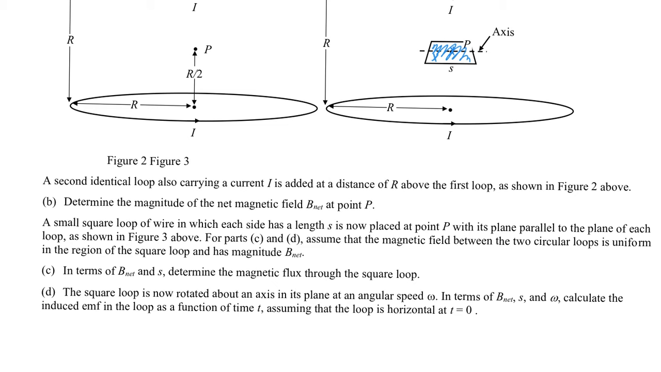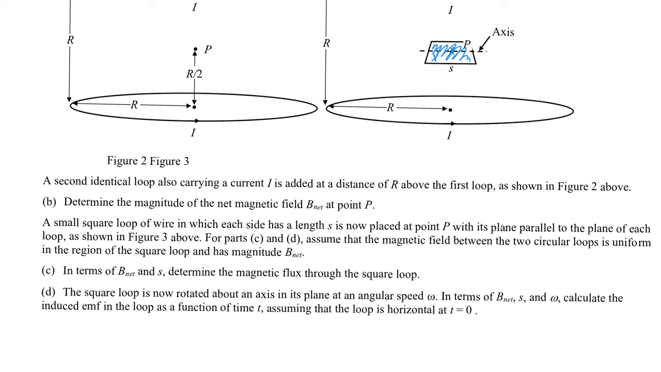Determine the magnitude of the net magnetic field B net at point P. It says, in terms of B net and S, determine the magnetic flux of the square loop. So question C does not require that you use what you have from question B, even though we did painstakingly derive an expression for half of the magnetic field that exists at that point. Putting two loops there is just going to double the size of the field. So that would be your answer to question B. Multiply by 2, because there are two contributions to the magnetic field and they are in the same direction.